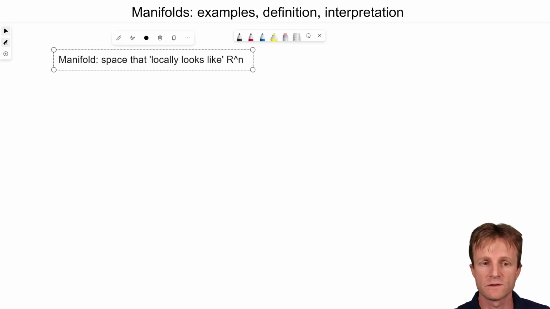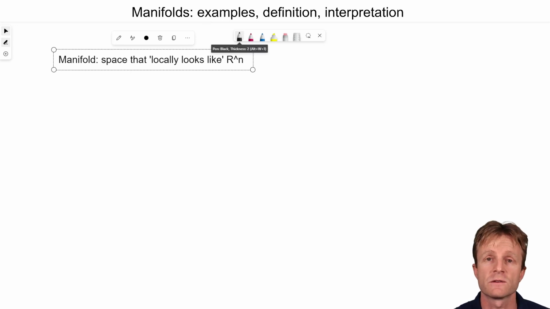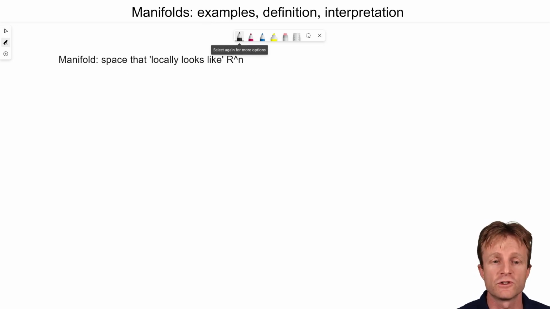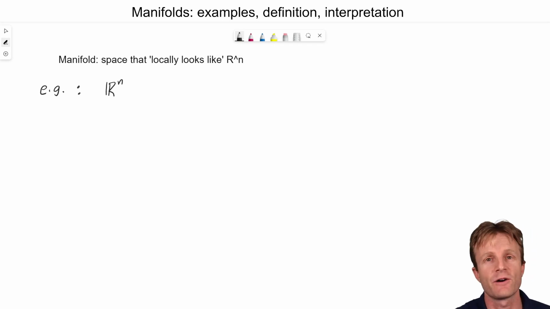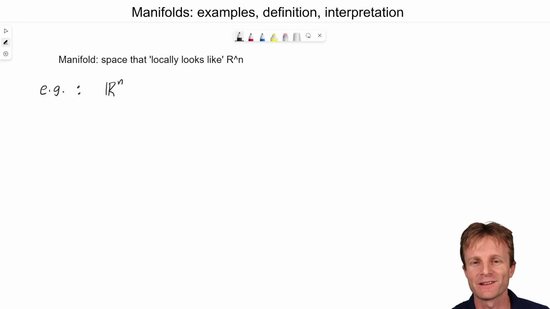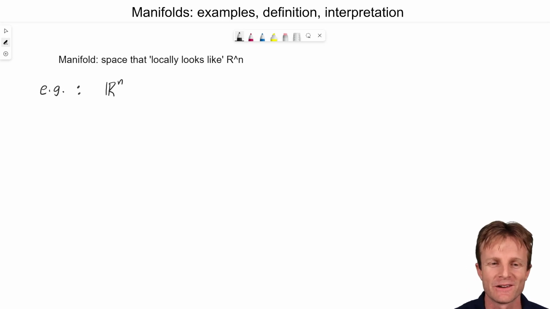So our job is to motivate and then provide a precise definition of such a space so that it can be the arena for general relativity. So one manifold, of course, is Rn itself. That is a space that not only locally but globally looks like Rn. Another common example would be the n-sphere.